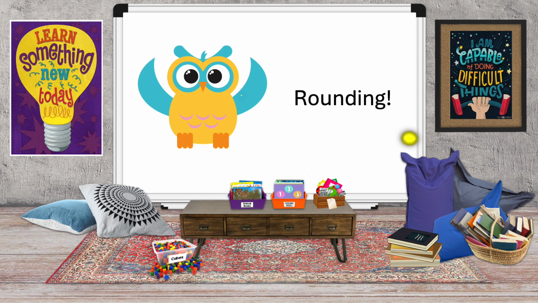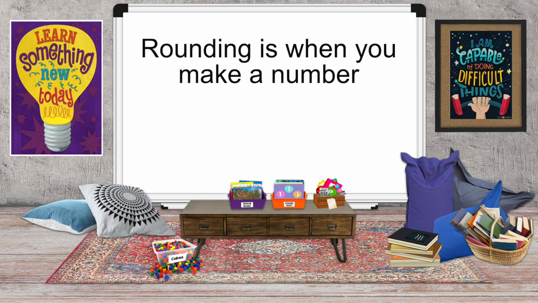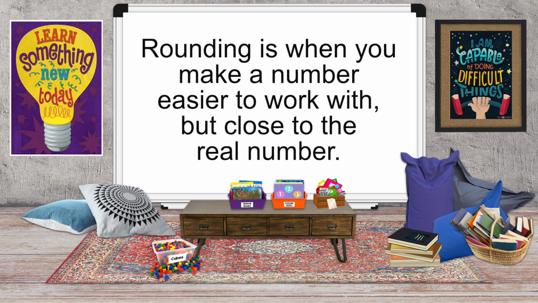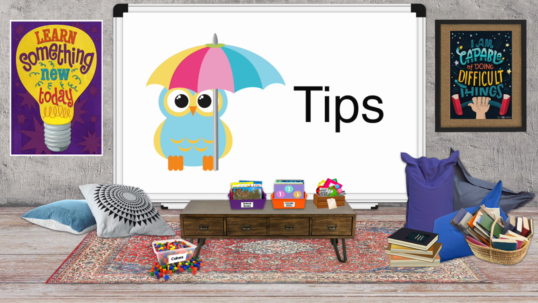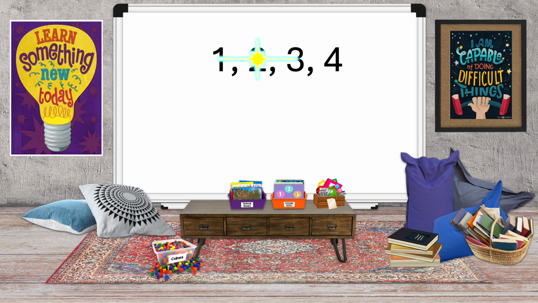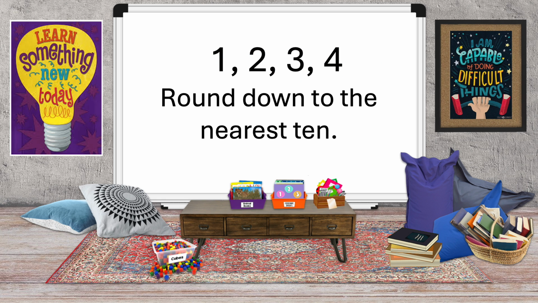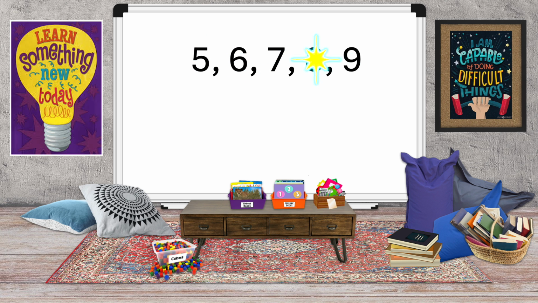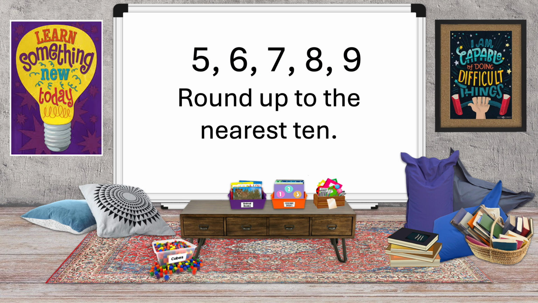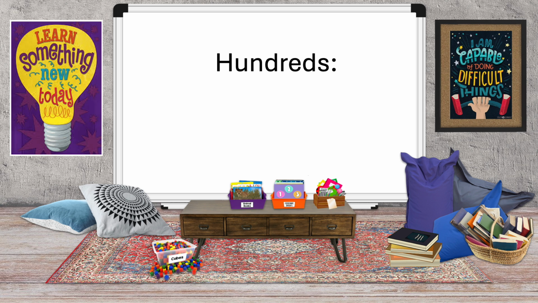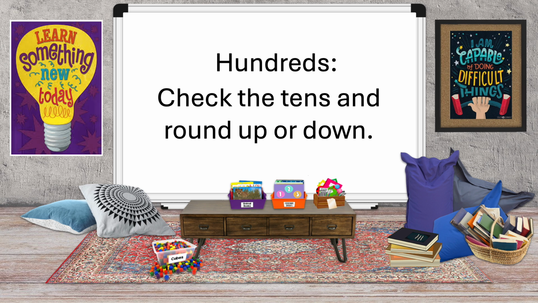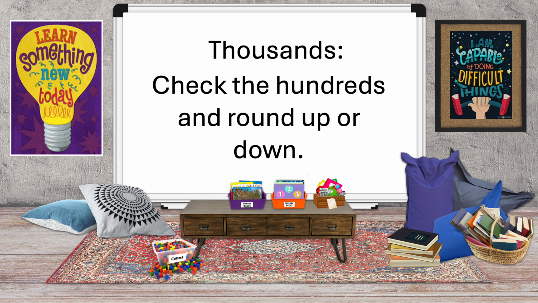Let's talk about rounding. Rounding is when you make a number easier to work with, but close to the real number. Here are some tips for rounding numbers in multiplication. If the number ends in 1, 2, 3, or 4, round down to the nearest 10. If the number ends in 5, 6, 7, 8, or 9, round up to the nearest 10. If we're rounding hundreds, check the tens and round up or down to the nearest hundred. If we're rounding to the thousands, check the hundreds and round up or down to the nearest thousand.